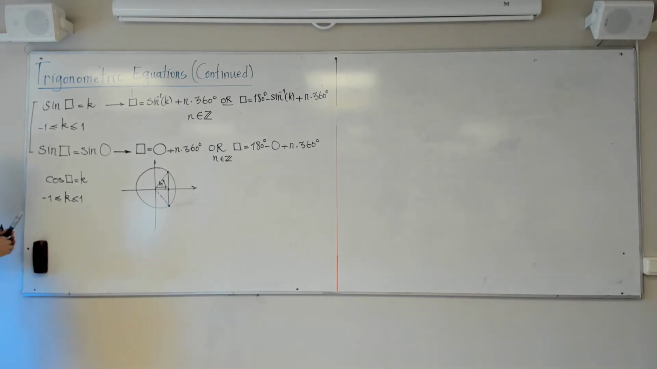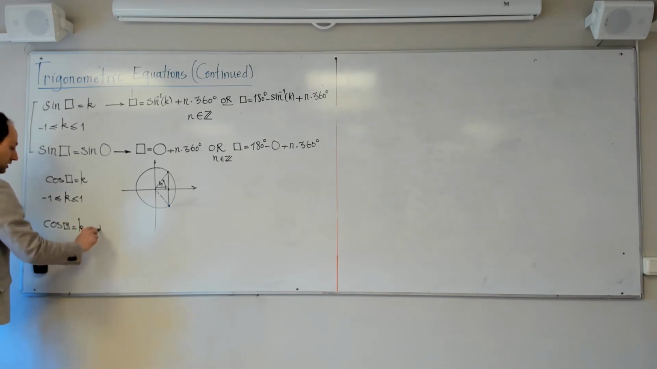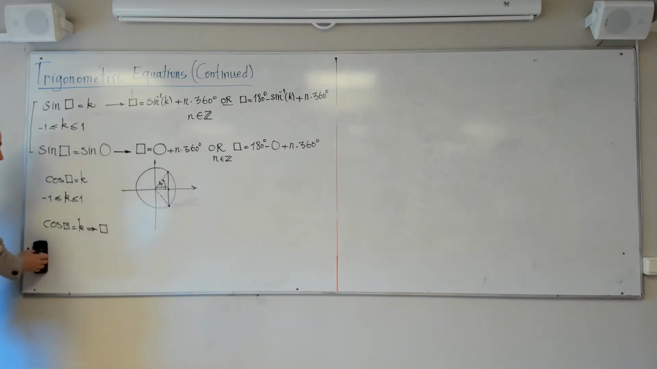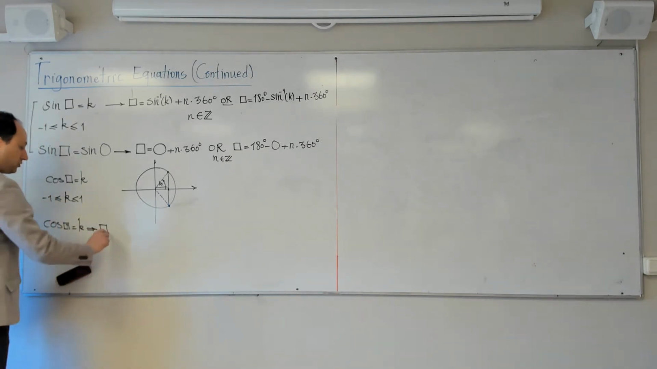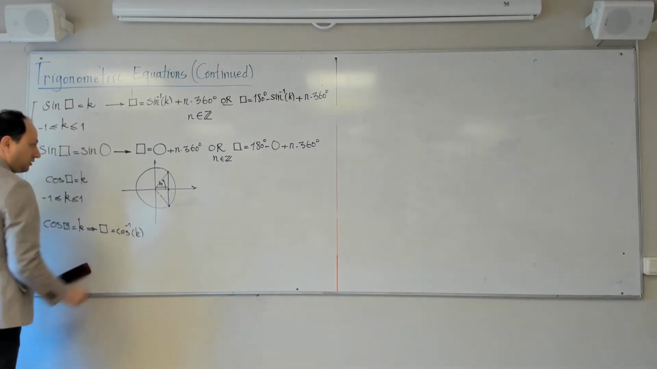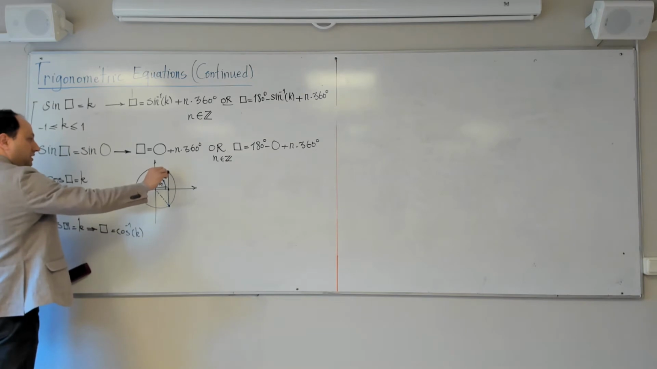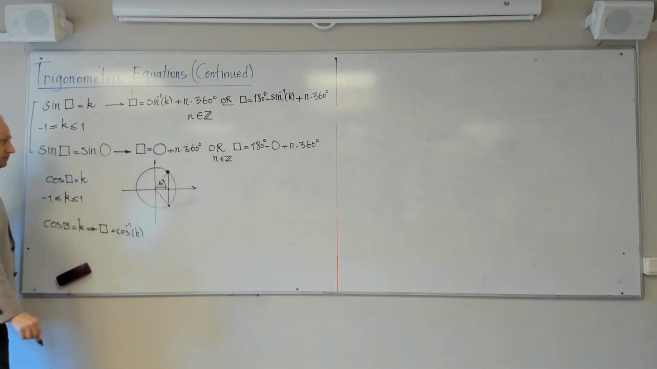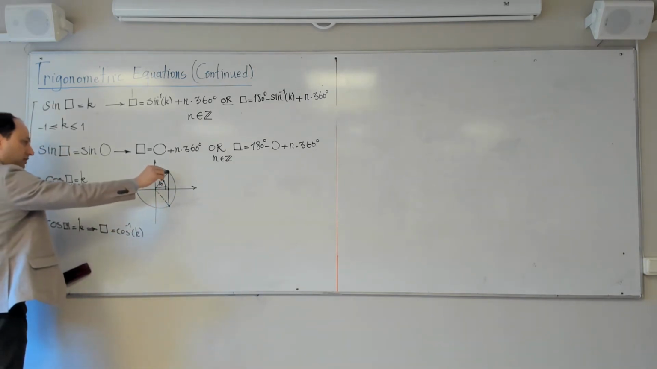Okay, so let me just write one of them. So if someone tells me that cosine of the box, which I don't know, is equal to k, what can I conclude about the box? The box is equal to, of course, cosine inverse of k. Cosine inverse of k gives me this angle, the angle corresponding to this endpoint.